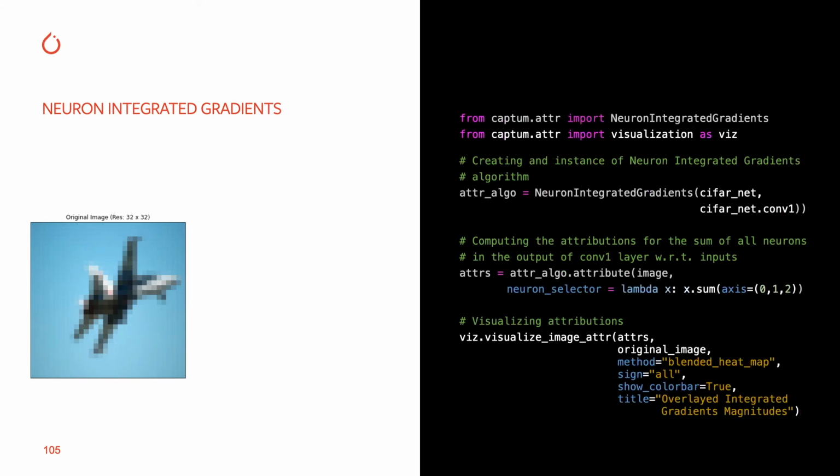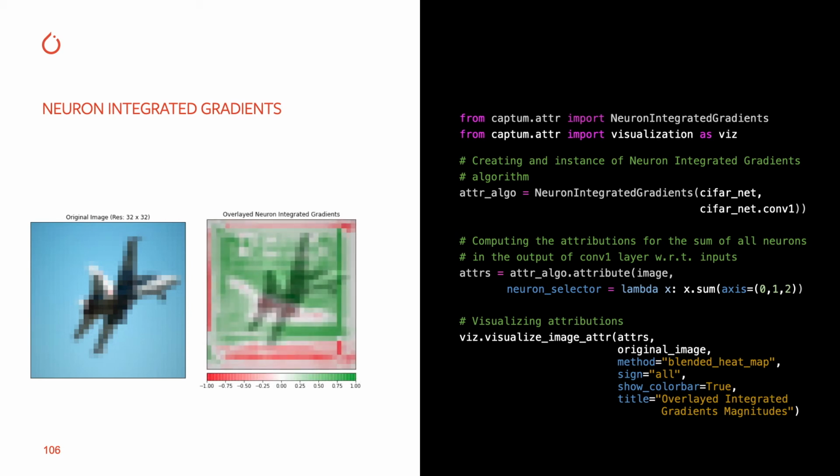Similar to layer integrated gradients, we can also compute neuron integrated gradients using an internal layer. In this case, we also chose the first convolutional layer, conv1, in the CIFAR pre-trained model. When we call attribute, we also need to specify a neuron index, or alternatively a function that takes all neurons in the given conv1 layer and performs an operation on them. In this case, we attribute the sum of all neurons in the conv1 layer to the inputs of the model.